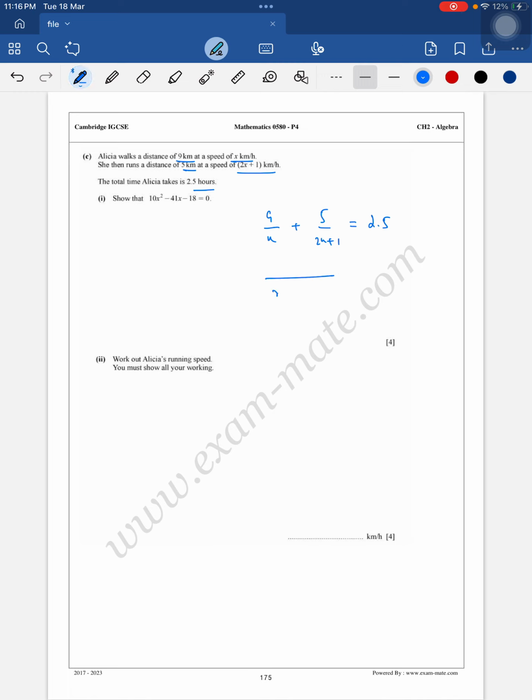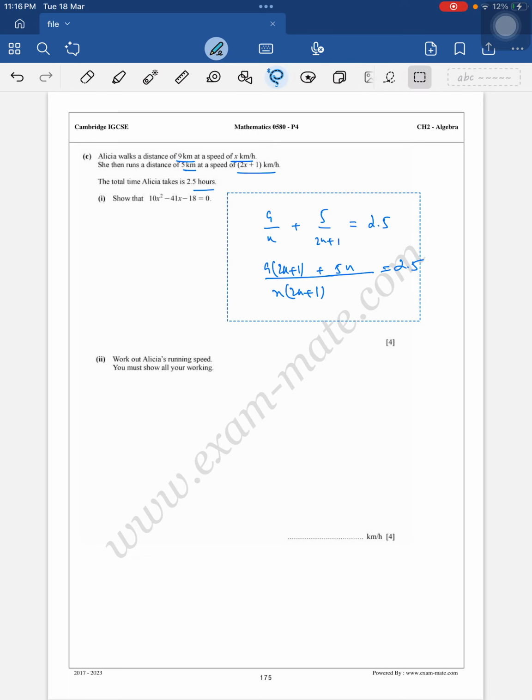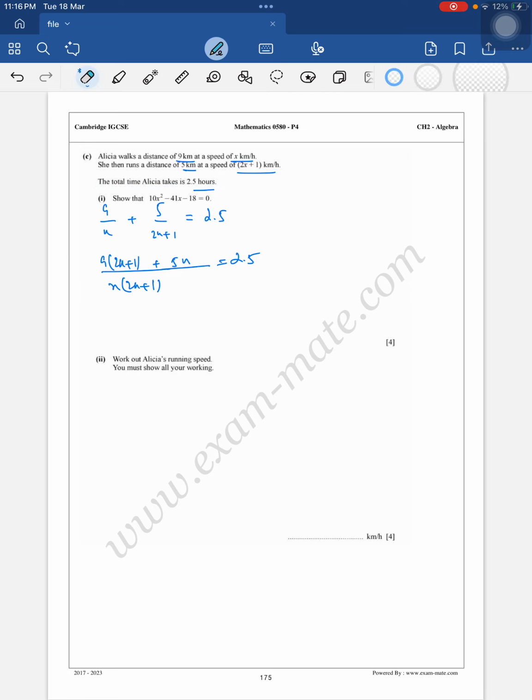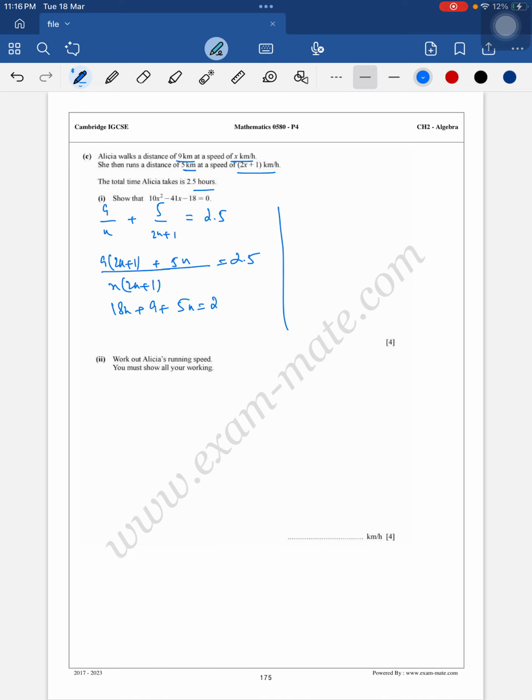So taking LCM, 9 into 2x plus 1 plus 5 into x is equal to 2.5 times x into 2x plus 1, right? So 18x plus 9 plus 5x is equal to 2.5x into 2x plus 1. 18x plus 5x will be 23x.